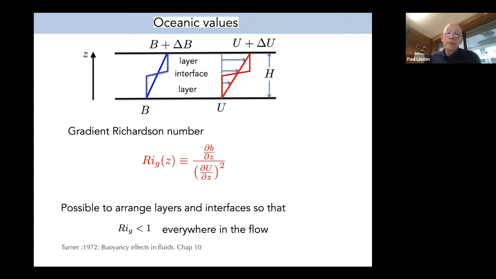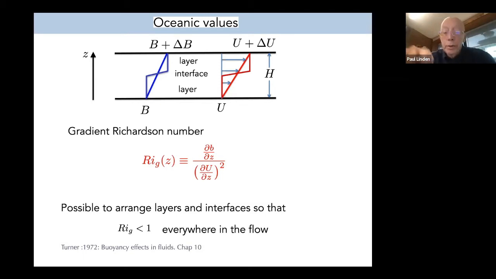And so one of the things which in fact was pointed out by Stuart Turner in his very nice book, I hope many of you have read it, or if you haven't, please do, Buoyancy Effects in Fluids, in chapter 10, he says, well, you can always arrange things so that the gradient Richardson number is whatever you want, as small as you like, by transforming these linear gradients into a series of layers and interfaces.